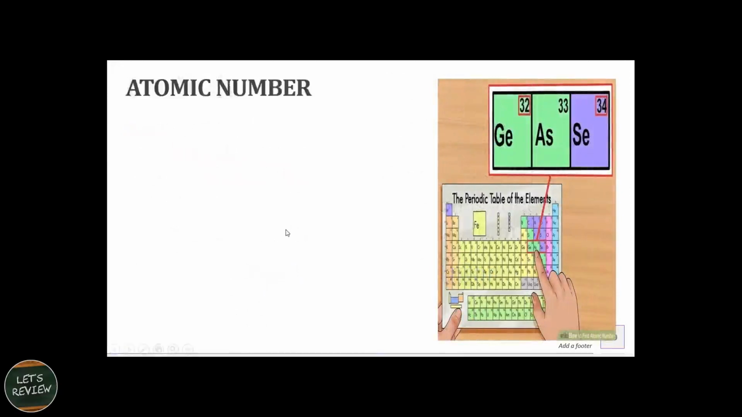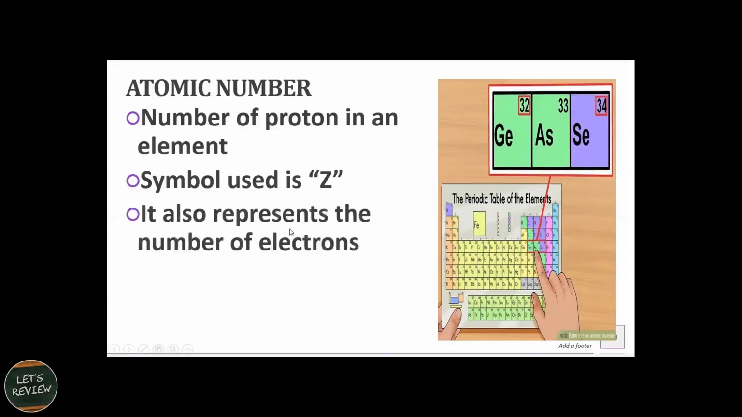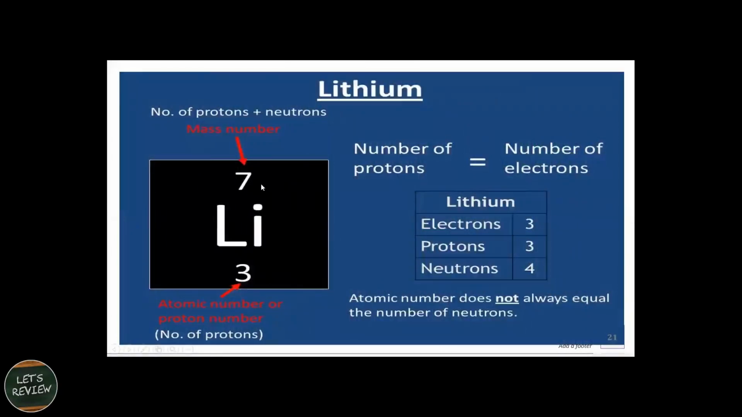Next, looking at the atomic number. It refers to the number of protons in an element as well as the number of electrons. The symbol used to represent the atomic number is Z, capital letter Z. It also represents the number of electrons, like what I told you, and it serves as the numeric identity of the element.